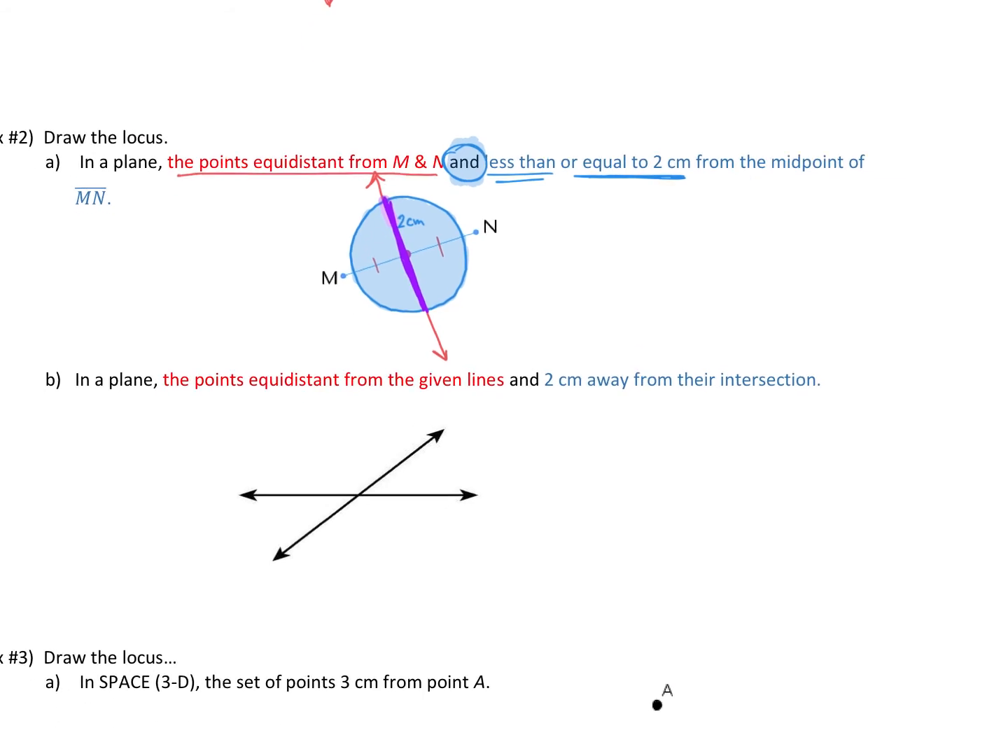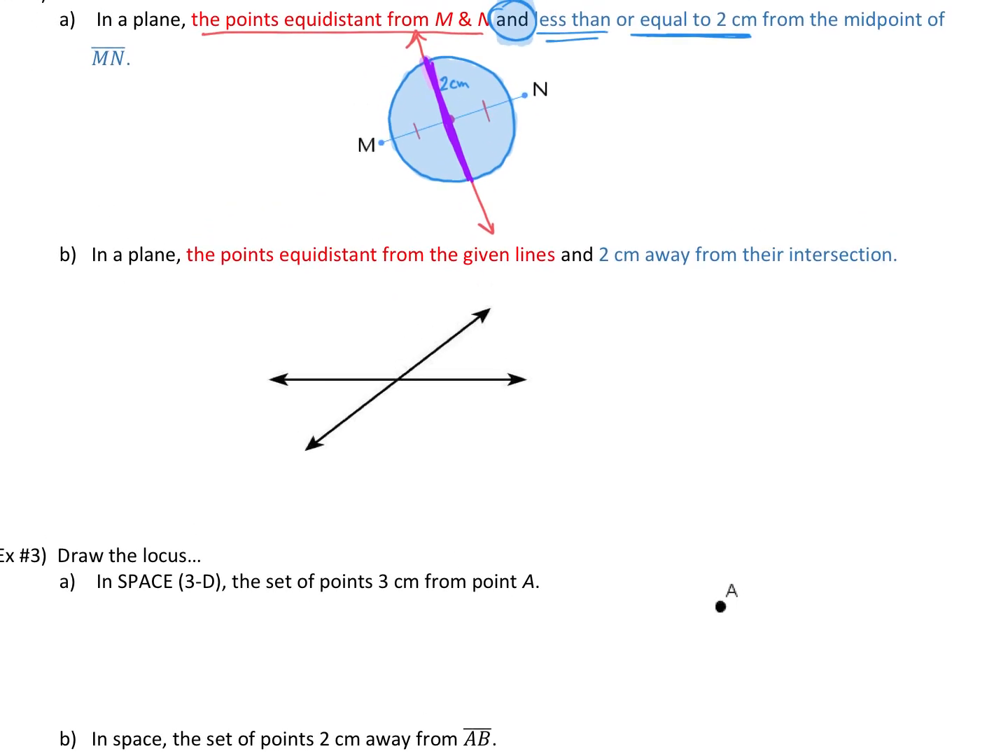Okay. Look at letter B. It says in a plane, so still 2-dimensional. For the red, the points equidistant from the given lines. What do you get if we want everything that's equidistant from those lines?